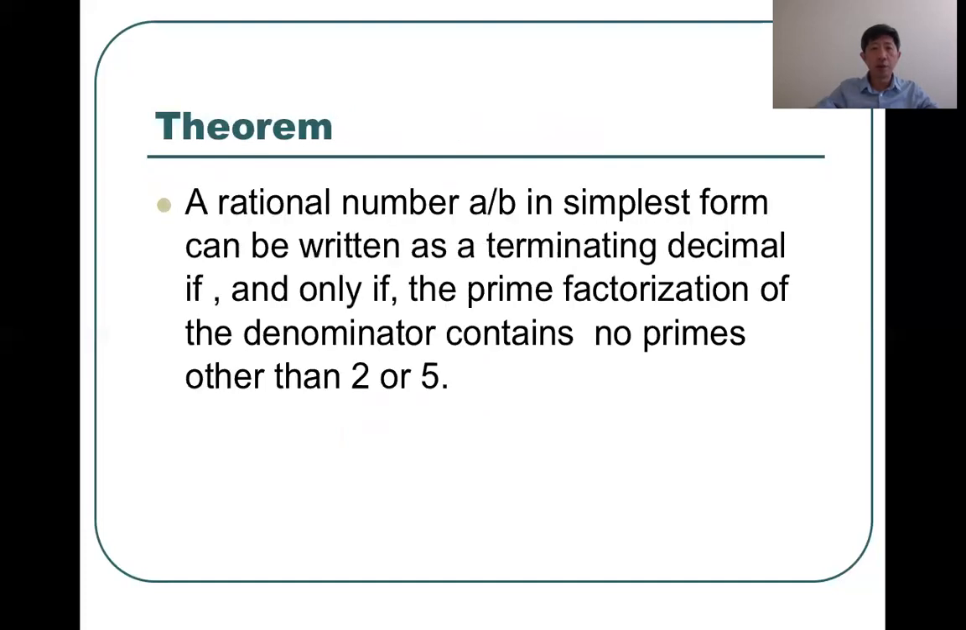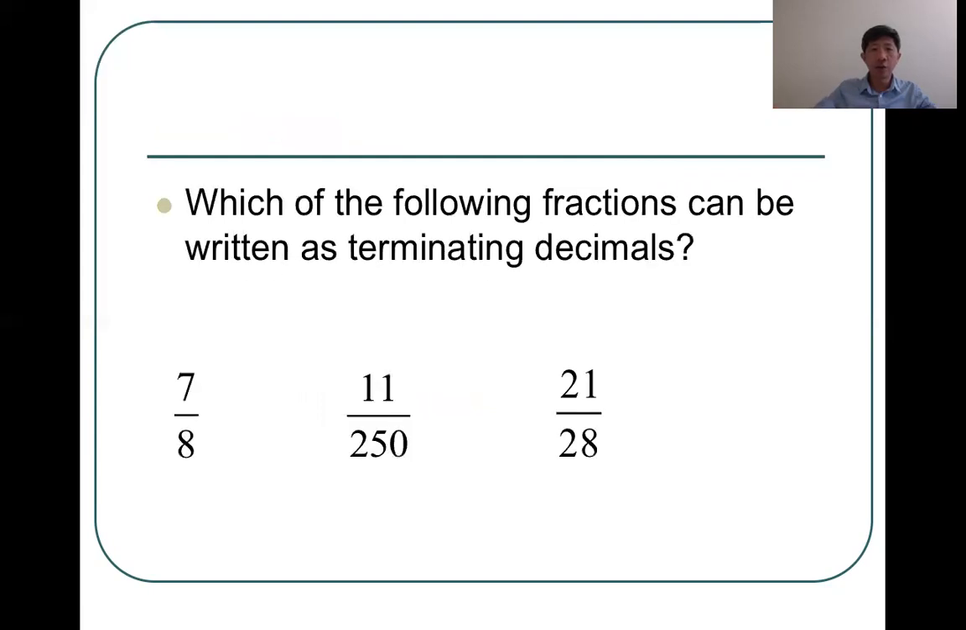Now we have a theorem for this. A rational number A over B in simplest form can be written as a terminating decimal if and only if the prime factorization of the denominator contains no primes other than 2 and 5. Then that will be a terminating decimal, okay? So let's take a look at the example for this. Which of the following fractions can be written as terminating decimals?